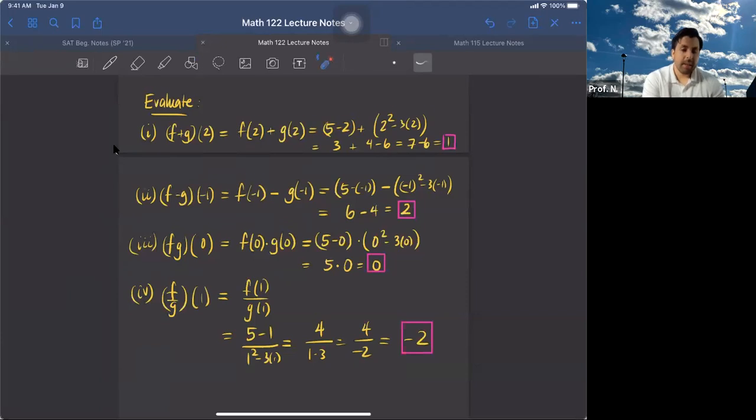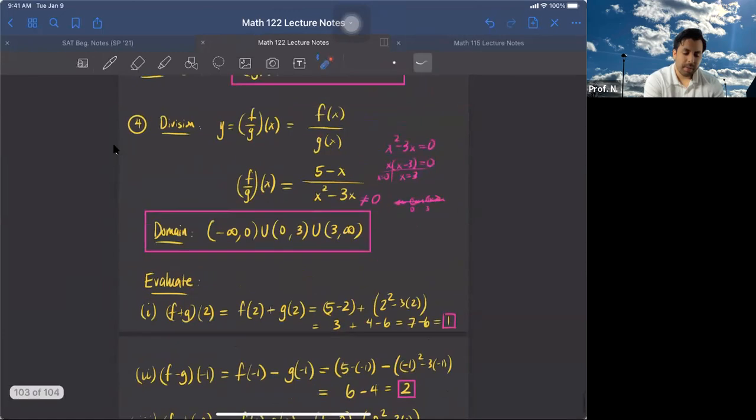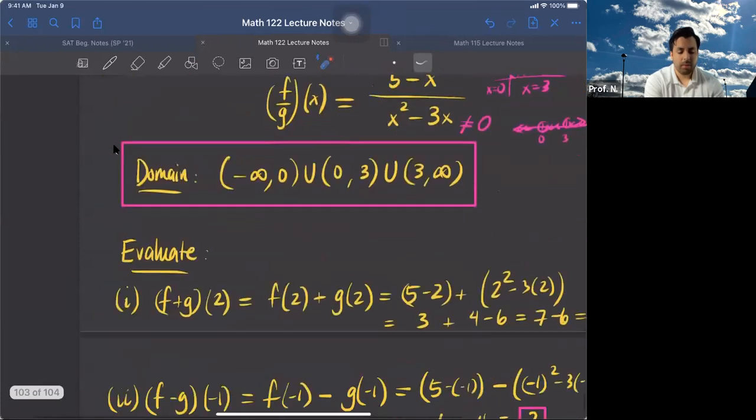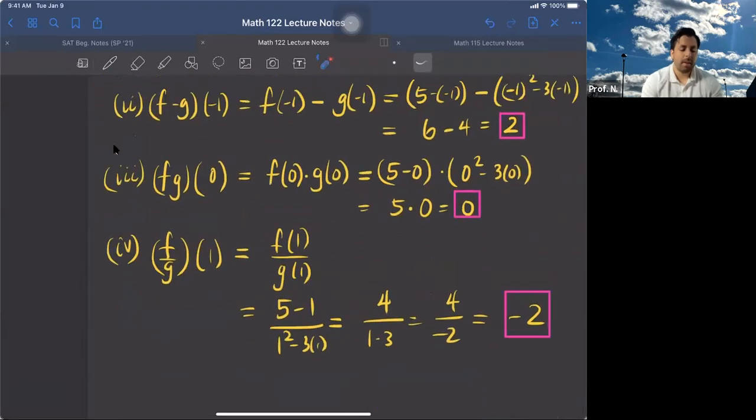Now, why do you use 5? Because the function we're using the whole time is 5 minus x for f. So that's why every single time I use f, there's a 5 that appears. You see that? Every single time I'm applying f of anything, you see the 5 minus. f of 1 is 5 minus 1 because that's how the function f is defined. And similarly, for g, you always square and subtract 3 times the input. It's because of the way the function was originally expressed.